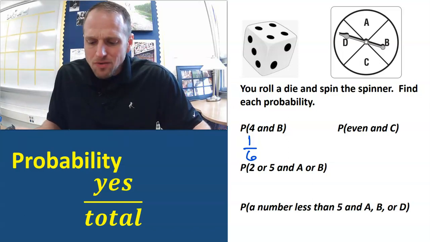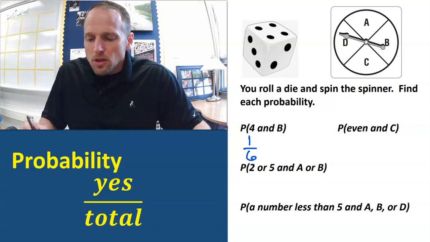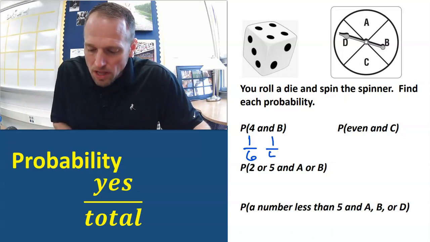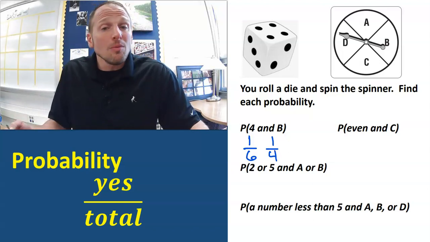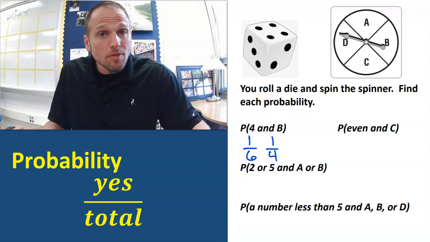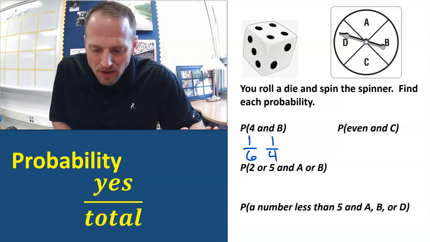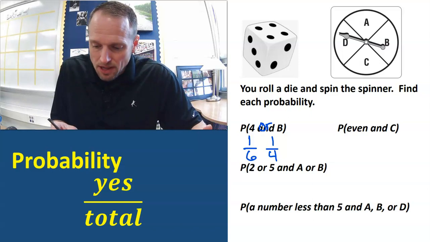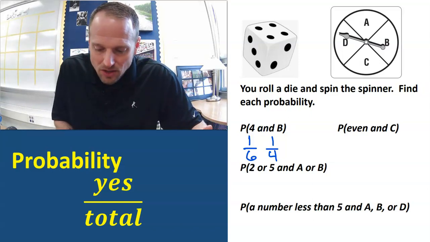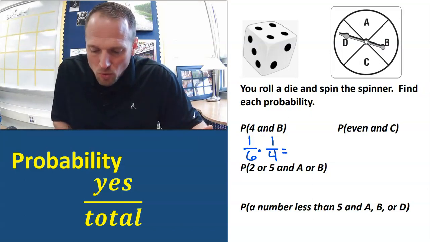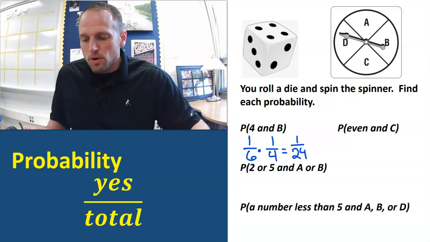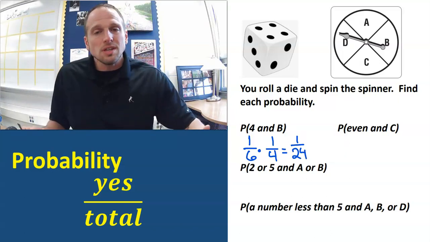What about the probability of getting a B? Well, there's 1 B on that spinner out of 4 letters, so the probability of getting B is 1 out of 4. Now, if this was a probability of a 4 or a B, we would add them, just like we did on the last problem. But this time, it's an and, so we need to multiply. So what's 1/6 times 1/4? Just multiply it straight across. 1 over 24. Okay, let's look at the next one.